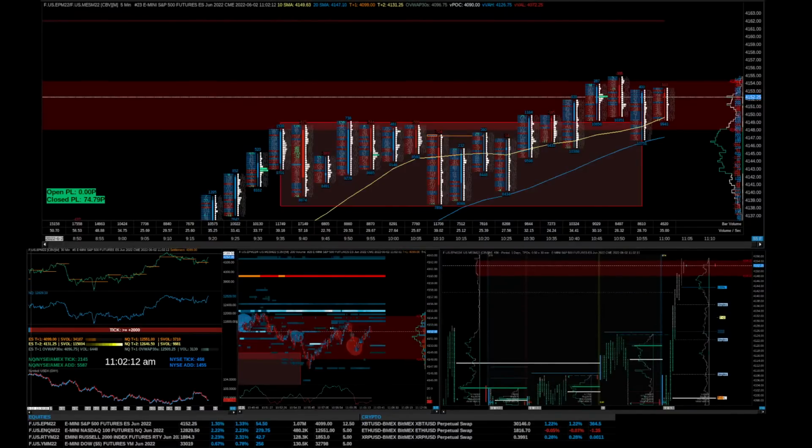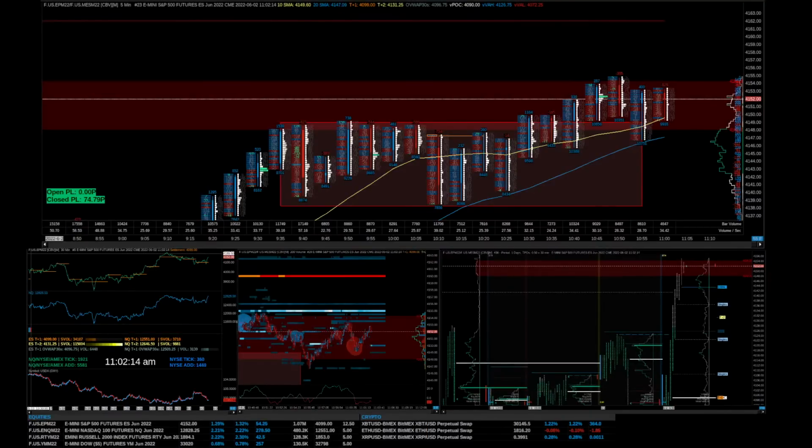Rainer, heat map, and TPO, and volume profile like Jim Dalton uses. Cool. I like it.